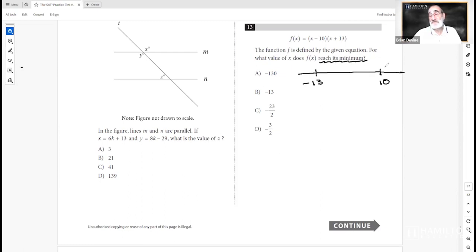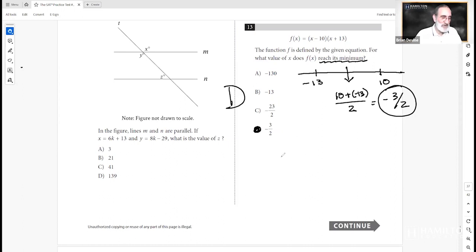Well, it's going to be on the axis of symmetry, and that is going to be halfway between the zeros. And so I can take 10 plus negative 13 over 2, which would be the average of those two numbers, and that's going to be negative 3 halves. So if x equals negative 3 halves, we're on the axis of symmetry, which would be the vertex point, which would be the minimum, potentially, of this quadratic. It does open up, so it would be the minimum. And D is still the answer.